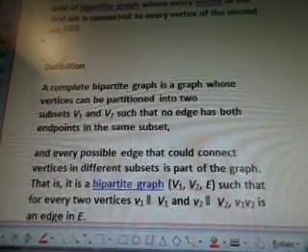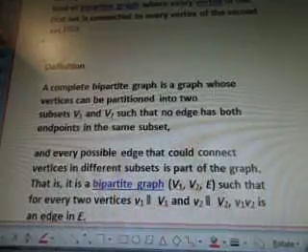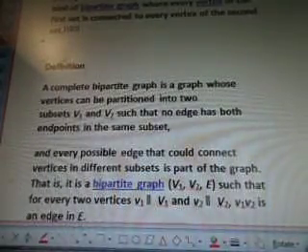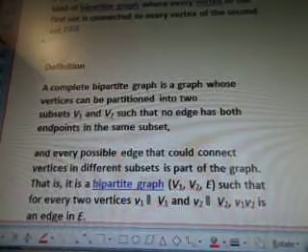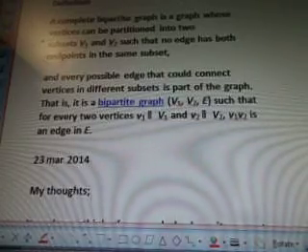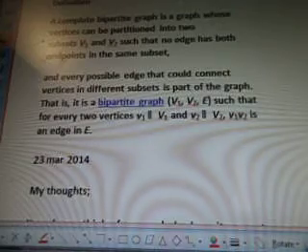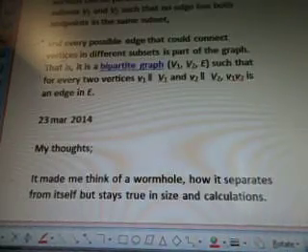Definition: a complete bipartite graph is a graph whose vertices can be partitioned into two subsets. So it'll be one wormhole and another wormhole with the vacuum in between. V1 and V2, such that no edge has both endpoints in the same subset. And every possible edge that could connect vertices in different subsets is part of the graph. That is a bipartite graph, V1, V2, E, such that every two vertices and all those numbers is an edge in E.